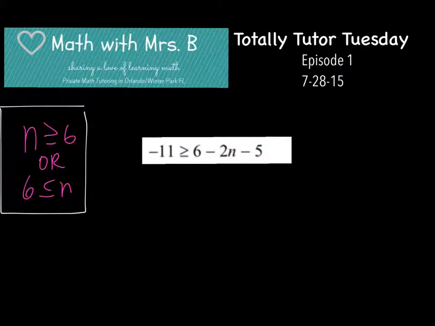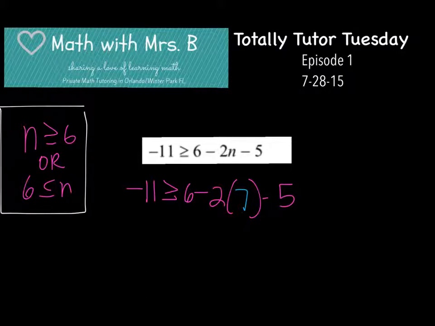So here's our answer. It was n greater than or equal to 6, which is exactly the same as 6 smaller than or equal to n. So n is either bigger than 6 or 6 is smaller than n. Potato, potato. It means the same thing. So we could pick 6 because it does say "or equal to." We can also pick 7, so let's go ahead and try 7.